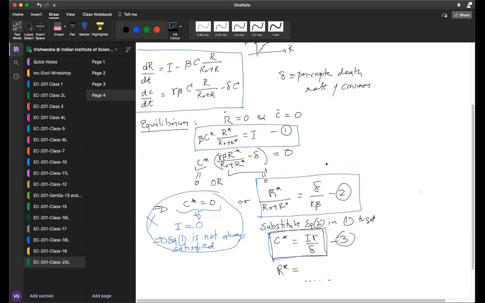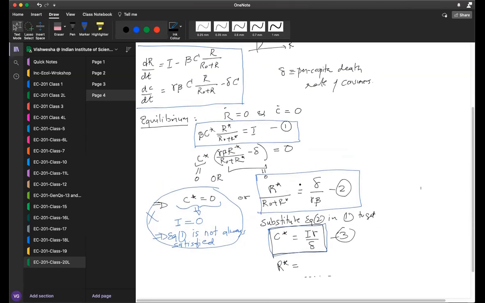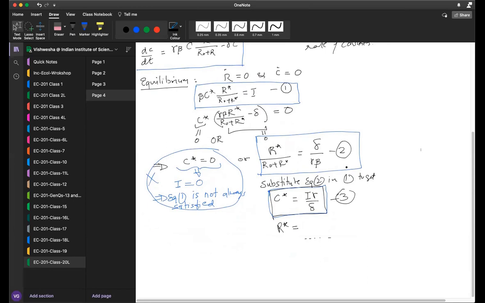Primarily because with some input rate of resources, consumers will reach some stable state, some equilibrium value. So it makes intuitive sense. You can formally verify that by drawing null lines. So let me quickly do that here.